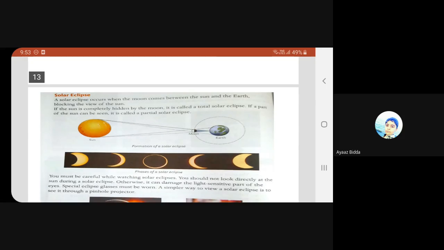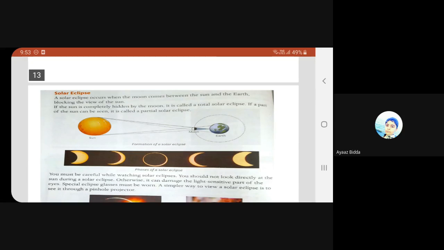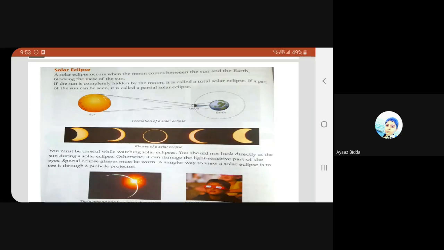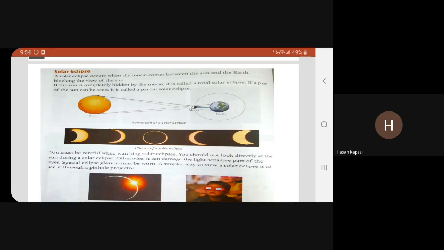You know very well that the moon and earth are always moving, they are changing their positions. Yes, they are moving from their place. So when the moon is moving around the earth, and when it comes in between the sun and the earth, and from the earth we are not able to see the sun, this situation is known as a solar eclipse.